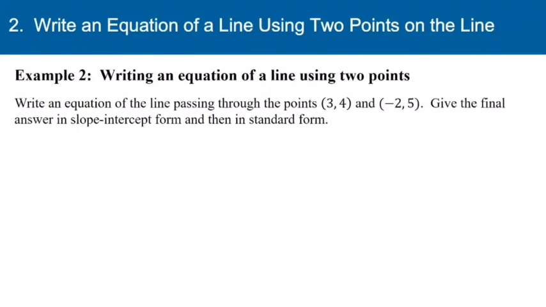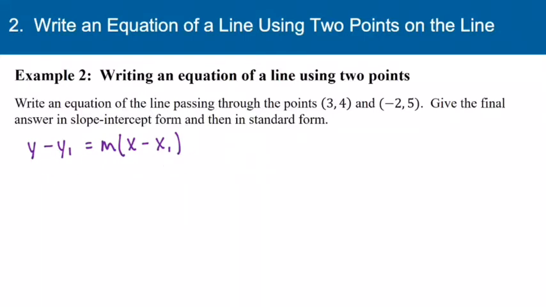So here we have example 2, and it says write the equation of a line passing through the points 3, 4 and negative 2, 5. And notice that it says give the final answer in slope-intercept form and then in standard form. Now remember what I told you, whenever the instructions say write the equation of a line, you'll always start by pulling out that point-slope formula. So let's get a look at that formula again. Anytime the instructions say write the equation of a line, you'll start by thinking of this formula.